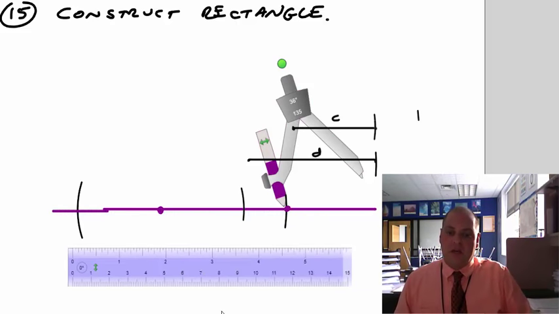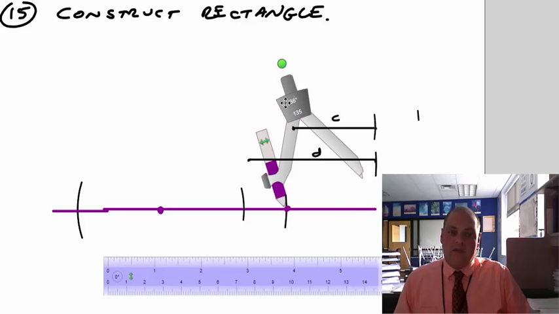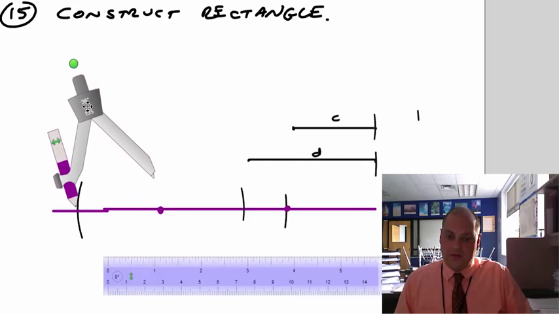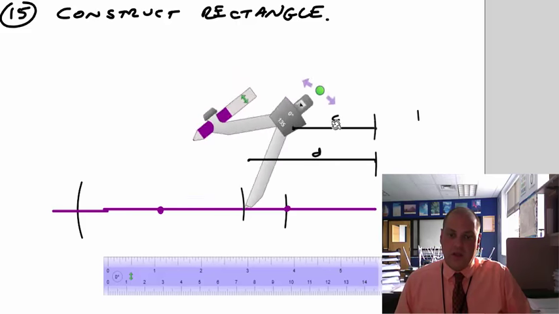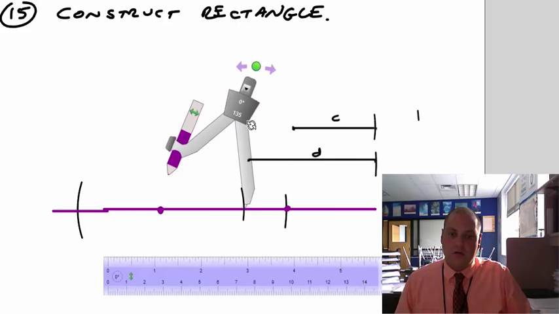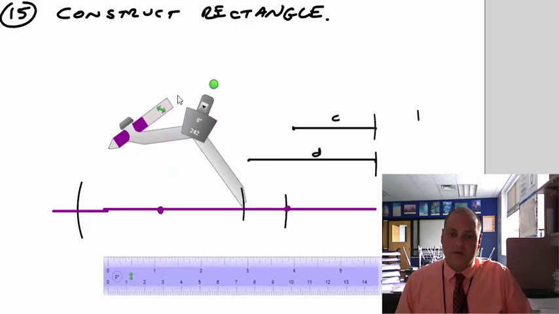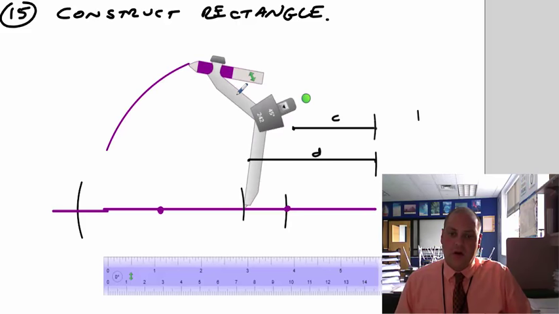All right, so we just extended our line. And then from those points we just created, we're going to swing an arc. Open up our compass. Okay, we're going to swing an arc up here.